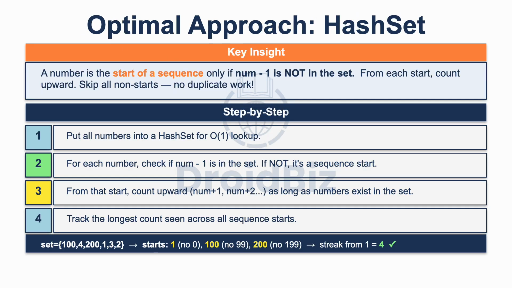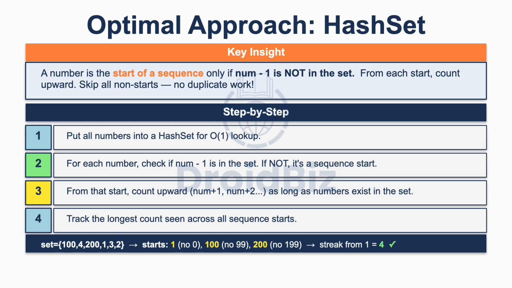hash set. Now for the optimal approach using a hash set. Here is the key insight that makes everything work. A number is the start of a sequence only if the number -1 is not in the set. Think about it. If number -1 exists, then this number is not the beginning of anything new. It is the middle of a sequence that already started earlier. By skipping all non-start numbers, we avoid doing duplicate work.